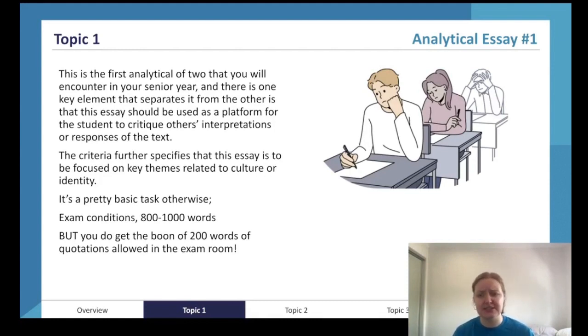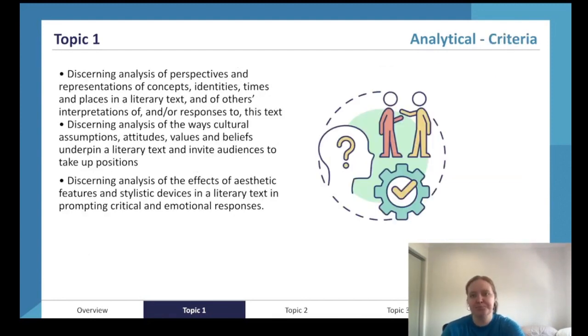It's 800 to 1,000 words, but so excitingly, you do get a boon, you get a little gift, which is that you're allowed to have 200 words worth of quotations in the exam room. Now, this is not a gift you get in your external exam, so definitely make the most of it. Be thinking really intentionally about what quotations you want to bring in and how you're going to be able to use those quotations broadly and to the best of your ability.